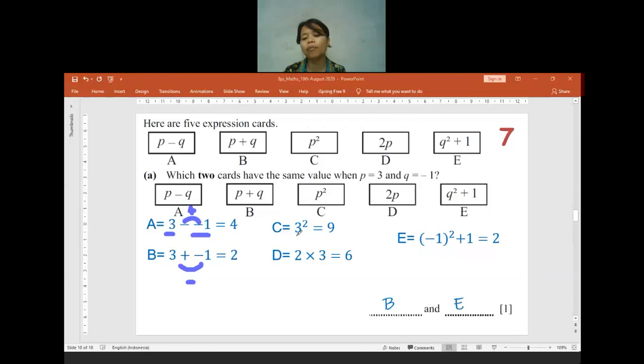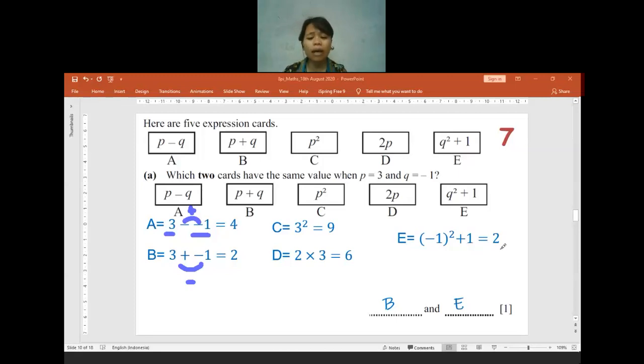For card C, we have P square. P equals 3, so we have 3 square. 3 square means 3 times 3, which equals 9. For card D, we have 2p. 2p means 2 times p. P equals 3, so we have 2 times 3, which equals 6. For card E, we have q square plus 1. So it will be negative 1 square plus 1. Indices have to be done first, so we do negative 1 square, which equals 1. 1 plus 1 equals 2.